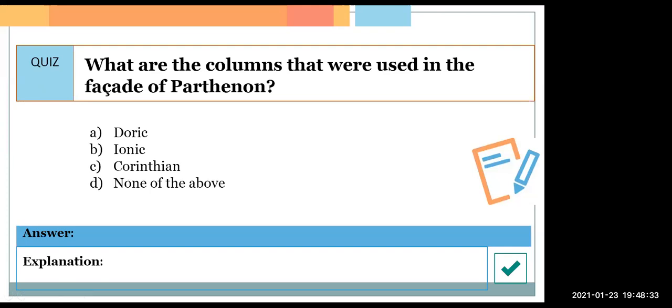What are the columns that were used in the facade of the Parthenon? Doric. Anybody else? Doric.